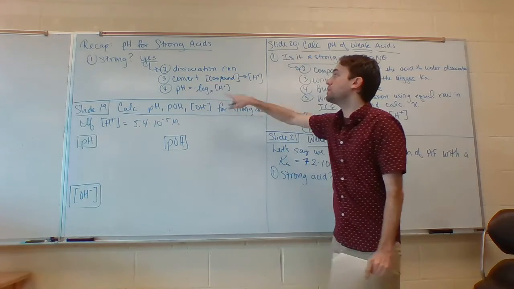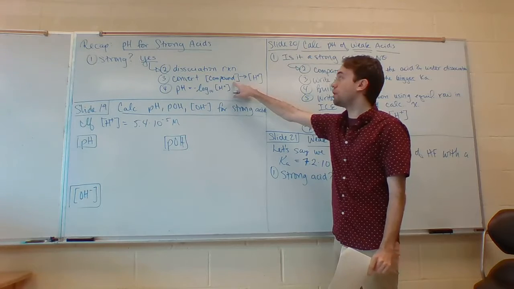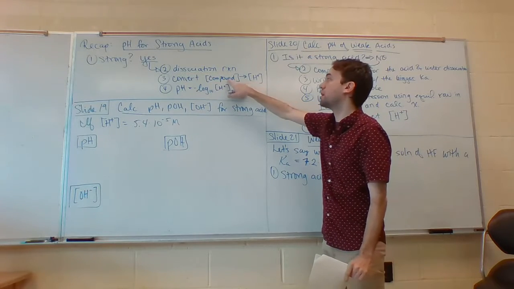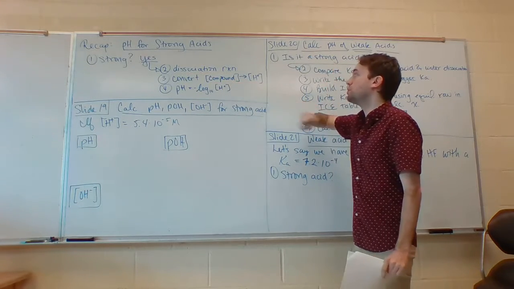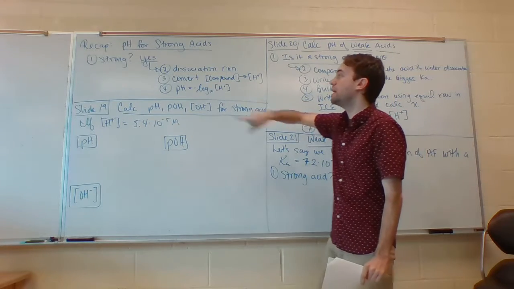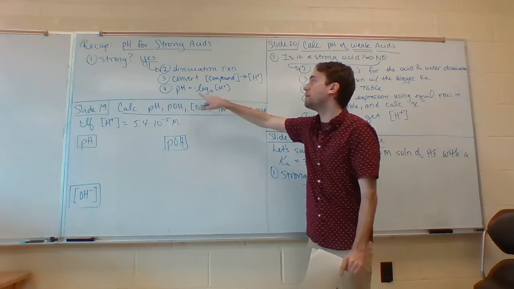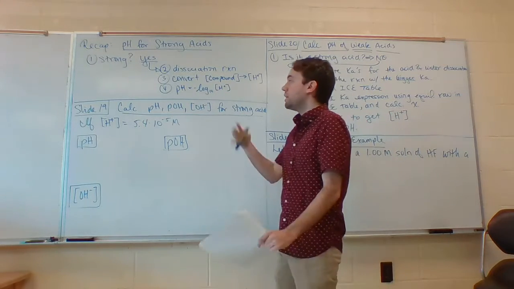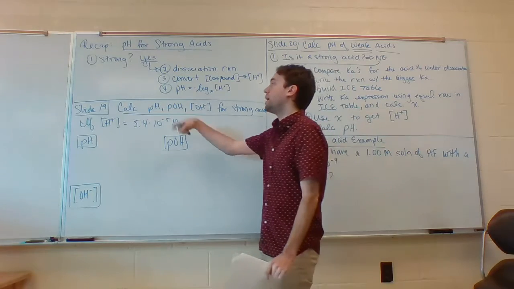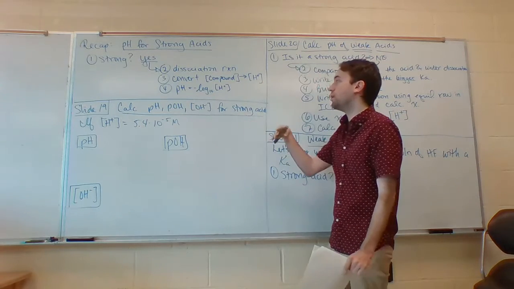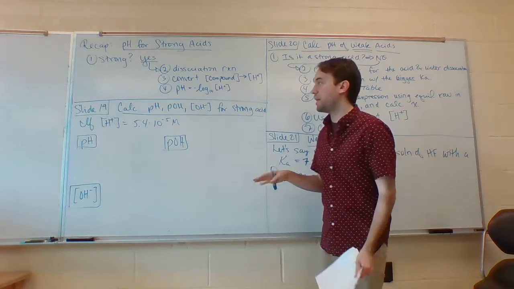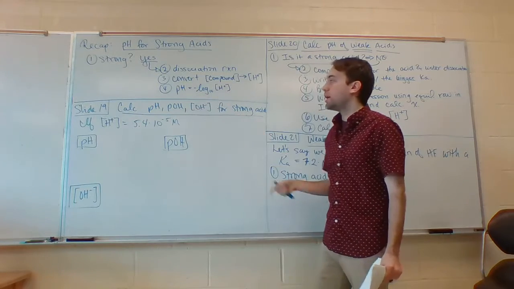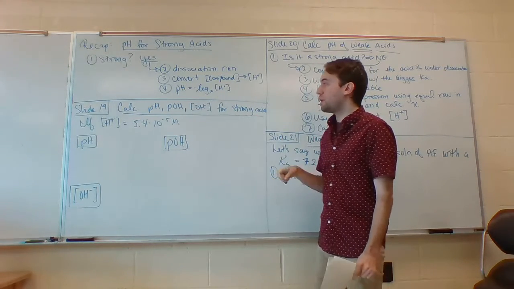We convert our concentration of the compound we started with to our concentration of H+, and then we calculate our pH as the negative log base 10 of our concentration of H+. Now, we also discussed how you calculate pOH and concentration of OH, but we didn't get a chance to do an example of that. So I'm going to show you how to calculate all of these different properties for a strong acid.